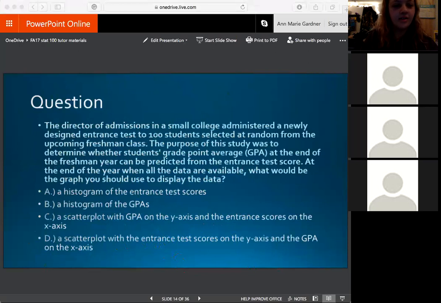All right, so let's try out this question. The director of admissions in a small college administered a newly designed entrance test to 100 students selected at random from the upcoming freshman class. The purpose of the study was to determine whether students' grade point average at the end of the freshman year can be predicted from the entrance test score. So at the end of the year, when all the data are available, what would be the graph you should use to display this data? Based on what we just talked about, try this one out and we will go over it together.